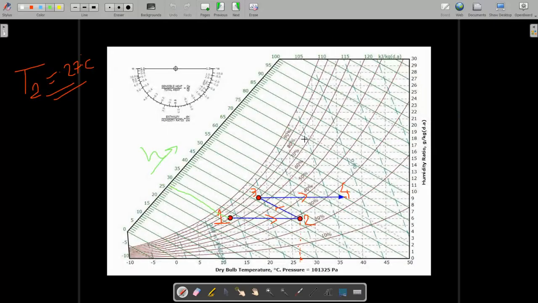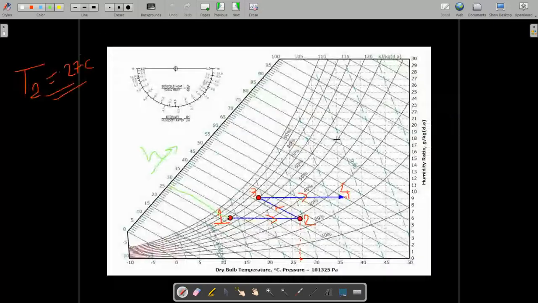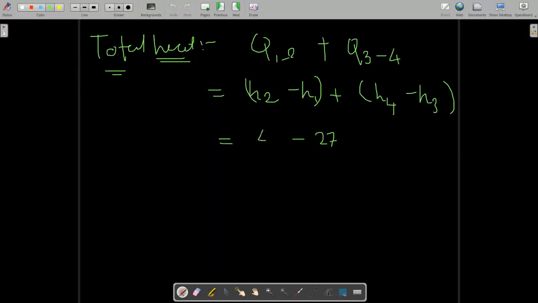H1, sorry, this is H1 that is 27, not H2. H2 is located somewhere here, and if you extend this line and connect to it, you will get around 42. Yes, it's 42 kilojoule per kg, plus H4, the final condition.